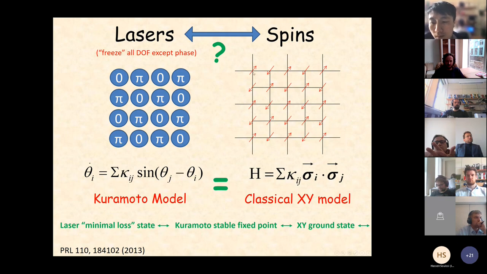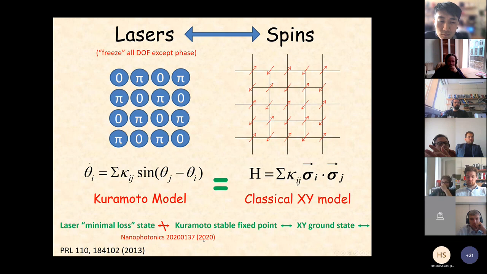Is this story correct, as this question mark indicates? And the answer in general is no. So which of these arrows is breaking? Here I'm telling you the answer. Maybe more than one, but at least this one is broken, and we have a recent paper on that.